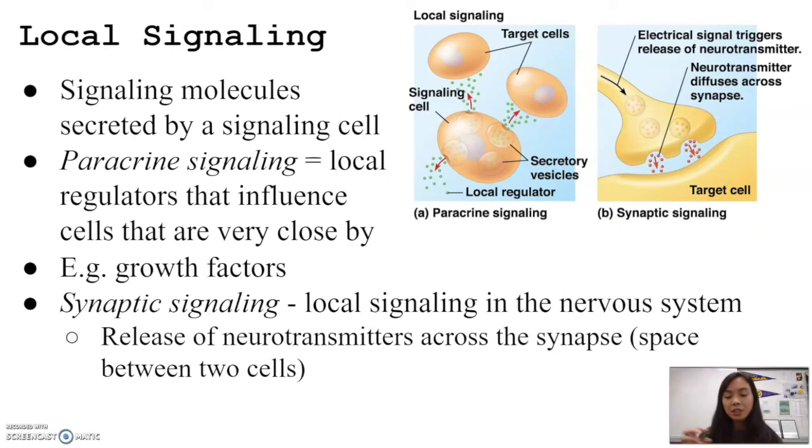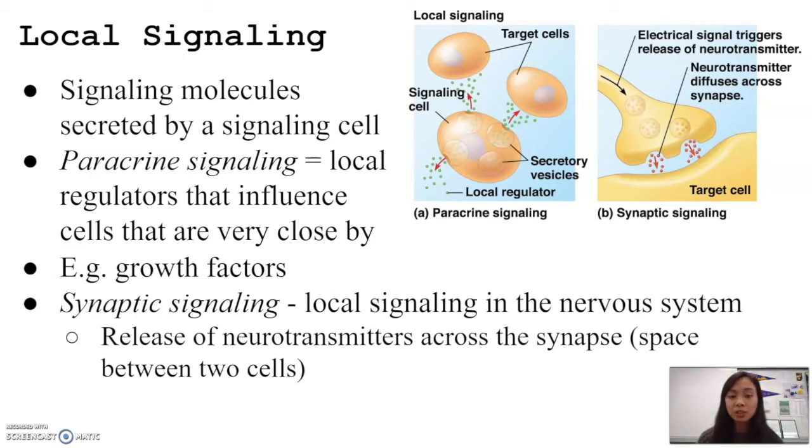So let's take a step a little bit further. Instead of the cells directly touching, they're a little further away, but they're still nearby. And this is local signaling. In local signaling, there are signaling molecules that are secreted by a signaling cell, which is known as the local regulator. Okay, so they release these chemicals which are received by target cells nearby. Now, one example of local signaling is paracrine signaling, and that is just the general term in which local regulator cells are going to influence cells that are close by. And an example of a signal that's released are growth factors.